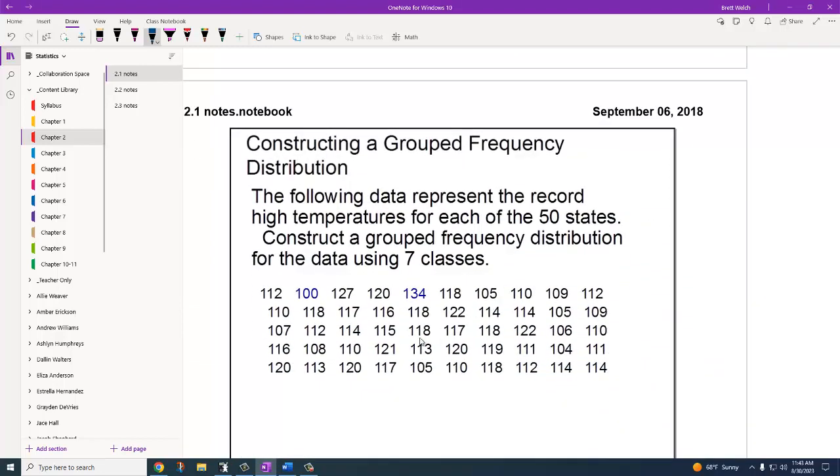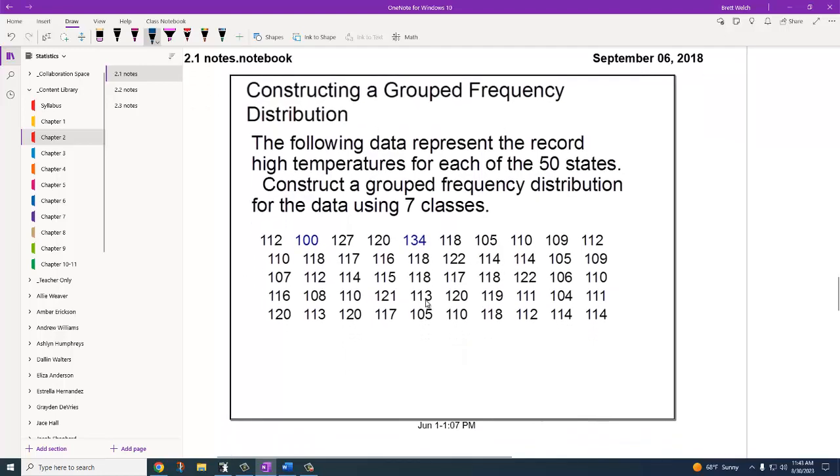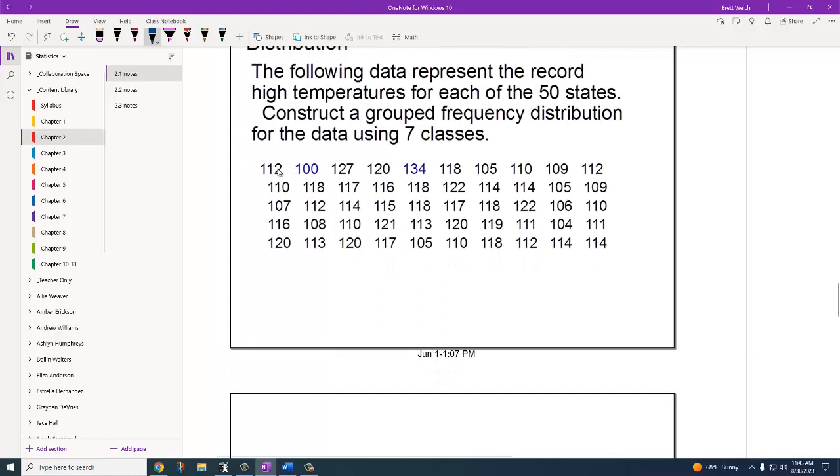All right, so let's take a look at this data and let's talk about how to build the grouped frequency distribution. This is the high temperatures for every state in the U.S., the highest temperature ever recorded in all the states in the U.S. Now, these might be different now, but these are what they were at the time. And so we see there's a lot of data here. Our low value is 100 and our high value is 134. And so we want to build a classification system with 7 classes.